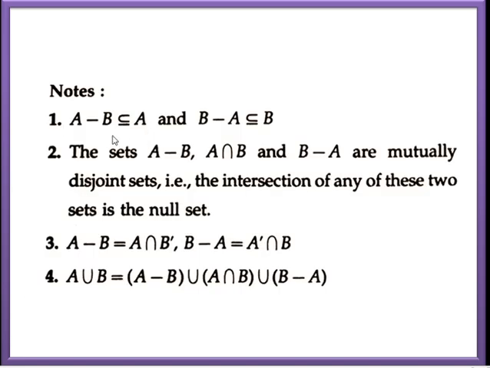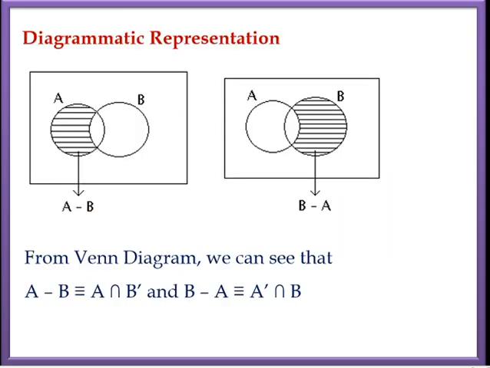Now this is important. A minus B is a subset of A. B minus A is clearly a subset of B. The sets A minus B, A intersection B and B minus A are mutually disjoint sets. What do you mean by mutually disjoint? That is, the intersection of any of these two sets is the null set. I will show you the previous diagram again. See, this is A minus B, this is B minus A and this is A intersection B. You will notice that when this occurs, this does not occur, this does not occur. When this occurs, then these two do not occur, and that is why they are called disjoint.